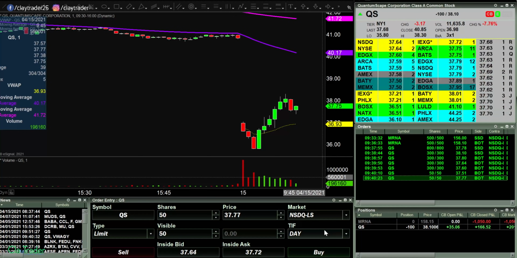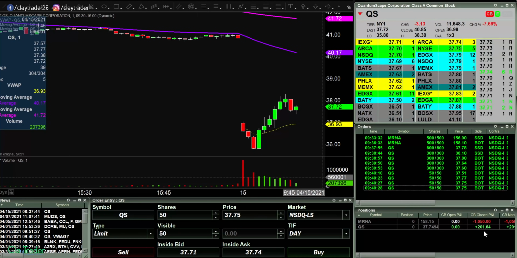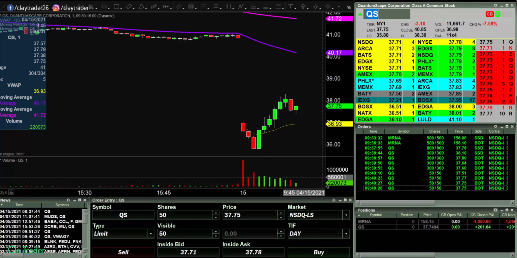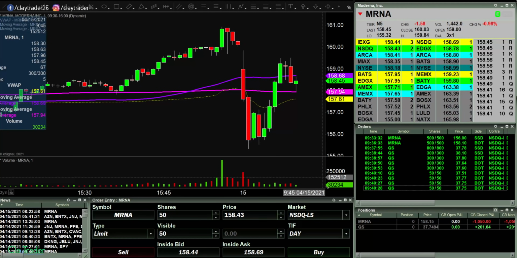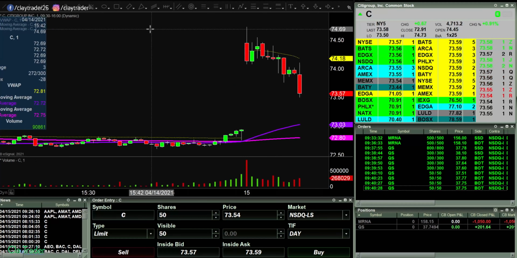Still have 100 shares left, but I don't know. I think that might have been it. So I'll just take the $200 and move on. And just to show you what happened with mRNA, now you can see it's bouncing back up, but look at that thing, all the way up to 159. So that could have been extremely painful.